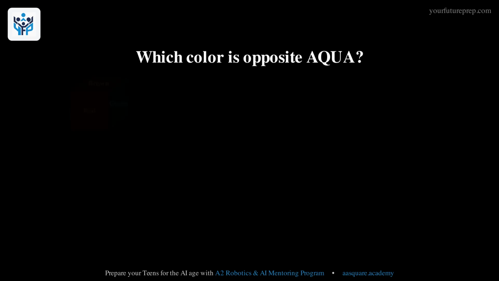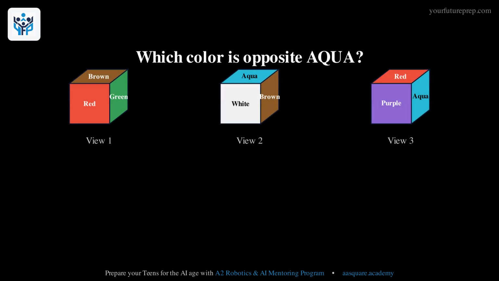The faces of a cube are painted 6 different colors: red, white, green, brown, aqua, and purple. 3 views of the same cube are shown, each giving the top, front, and right faces. In view 1, the top is brown, the front is red, and the right is green.